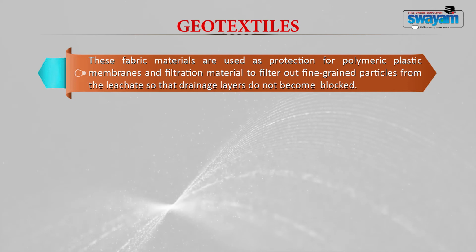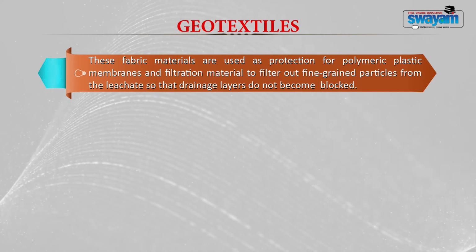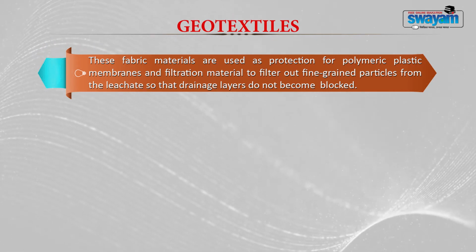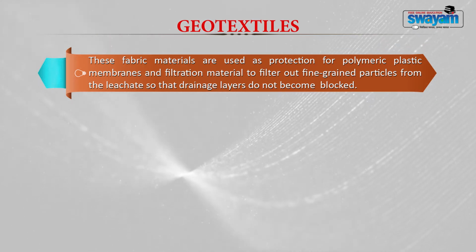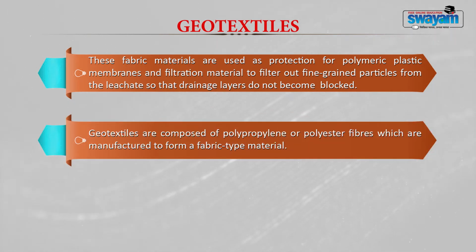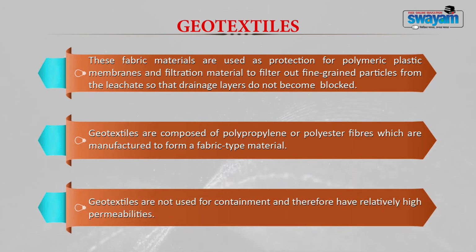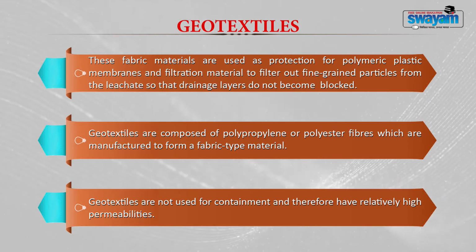These fabric materials are polymeric plastic membranes that are used as filtration material to filter out fine grained particles from the leachate that enters into the drainage layer, so that the leachate collection tube that is installed does not get blocked. Now, geotextiles are composed of polypropylene or polyester fibers which are manufactured to form a fabric type material. Geotextiles are generally not used for containment, they are just used for filtering out larger particles because they have relatively higher permeability when compared to other liner material.